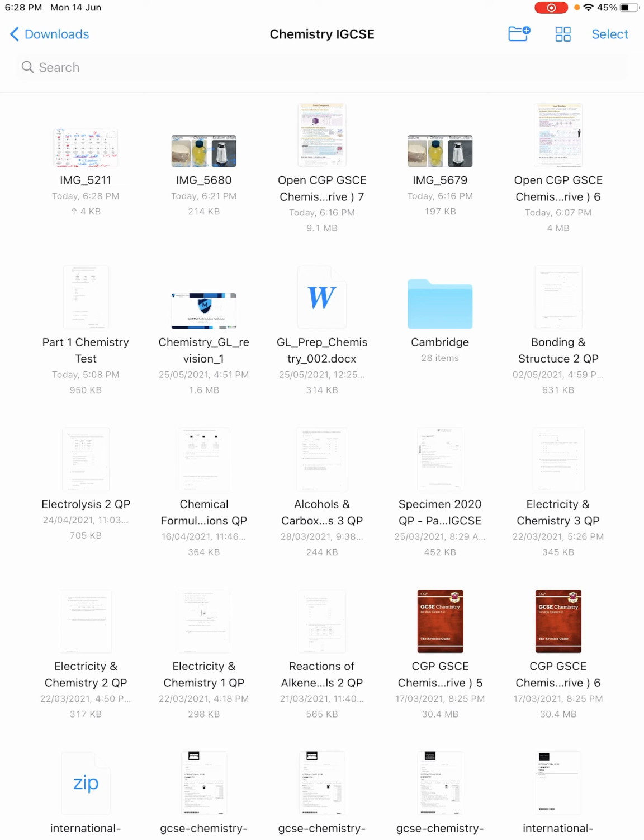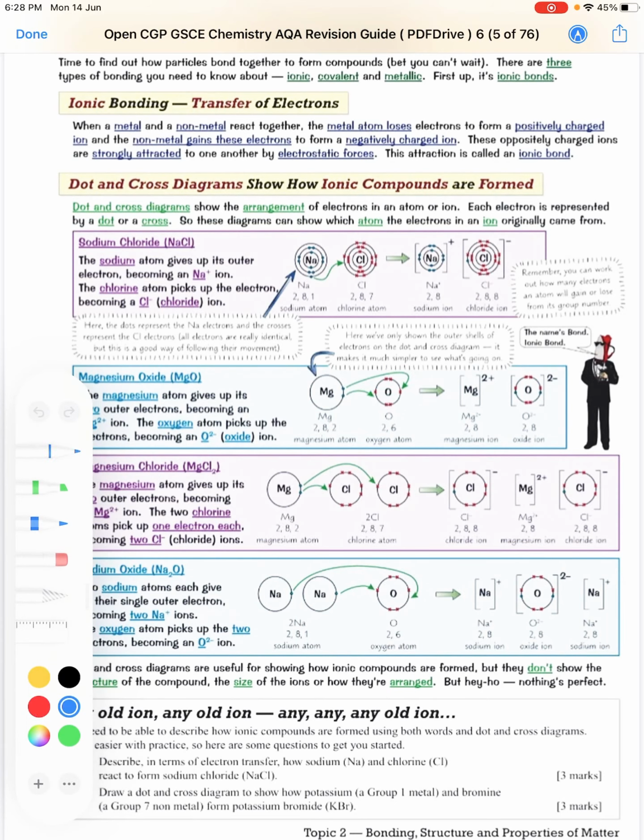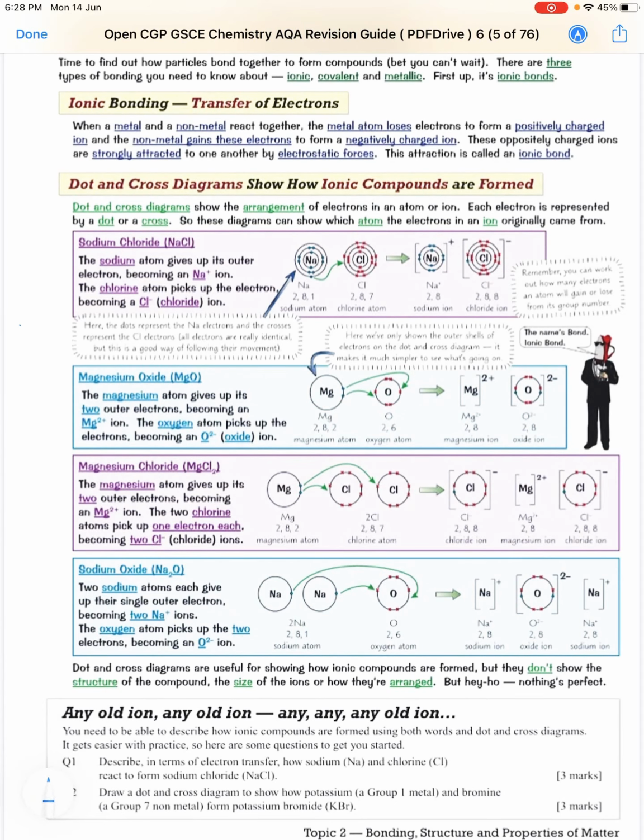Let's have a quick look over this page as well. This shows exactly what I explained and revised. This is the electronic configuration of the sodium. This 1 electron here will be moving to the chlorine. This happens when they react.